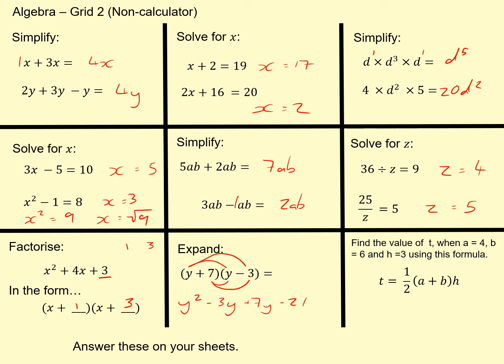Okay, if you've got that far, well done. We can simplify the middle two terms by combining them. So minus 3y add 7y simplifies down to 4y. So what you're left with is y squared plus 4y, so it's a positive value, minus 21.